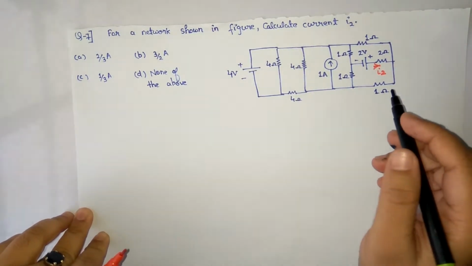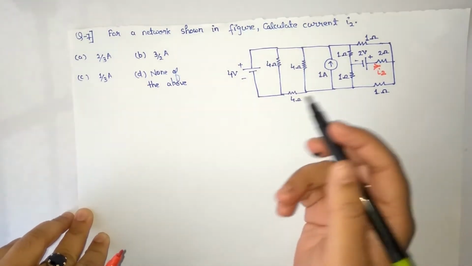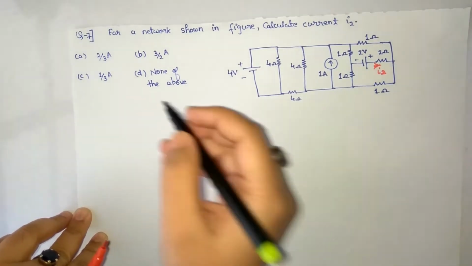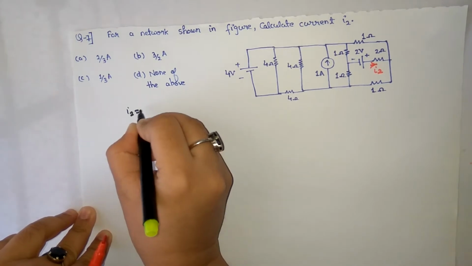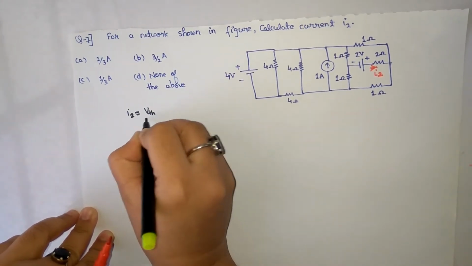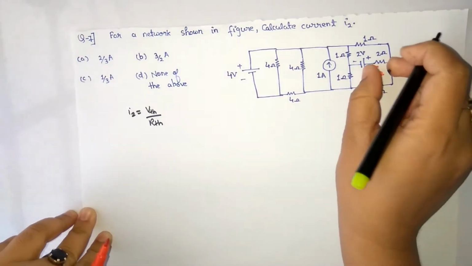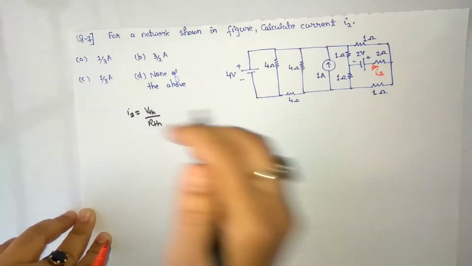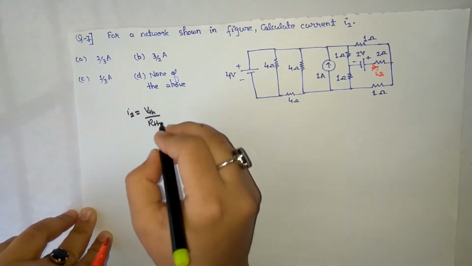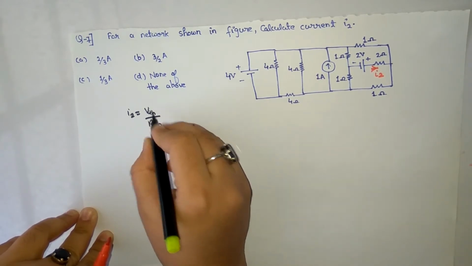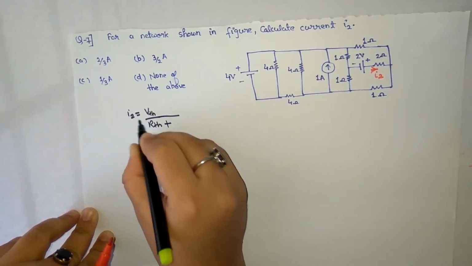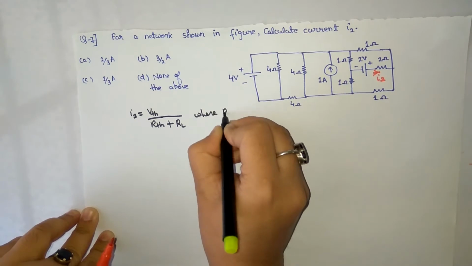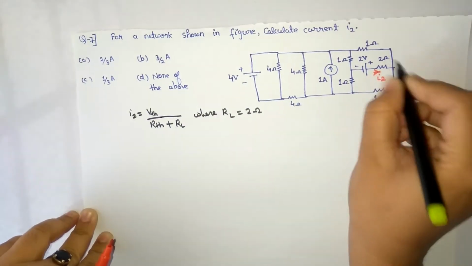For solving this, I'll be using the most preferred, or I'll say the easiest way, that is, I'll calculate this current I2 using Thevenin's equivalent. That is, I2 is actually equal to VTH by RTH. So I'll open circuit this terminal by removing this 2 ohm resistance, and across this 2 ohm resistance I'll calculate the current I2. I'll calculate the Thevenin's voltage VTH and RTH, and then I'll calculate I2 as VTH upon RTH plus RL, where RL equals this 2 ohm resistance.